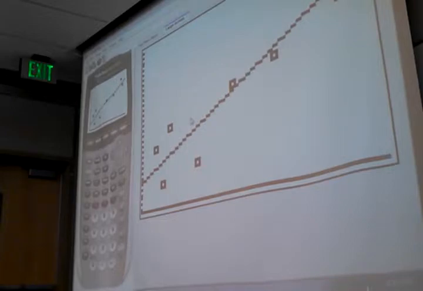Looks like it was 864. And the highest number of chirps was 1,200. So I can use this. Do we trust this line to make predictions? Why would we not? What tells me if I trust the line or not?